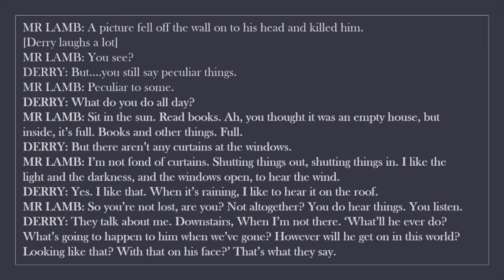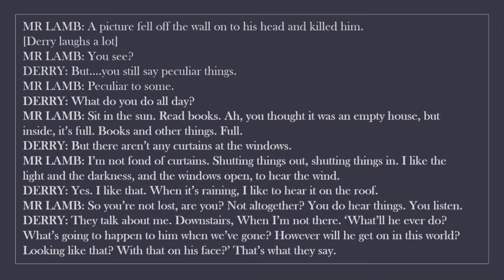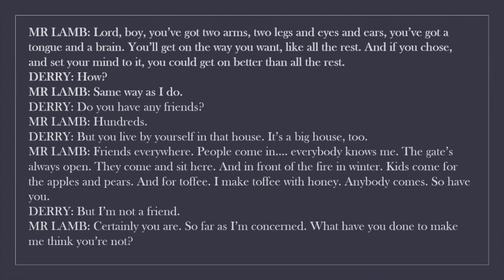Derry said that his family worried about him. They bothered a lot about what he would do in the future with a burnt face. Mr. Lamb said that Derry had everything: two arms, two legs, two eyes, two ears, etc. He wanted to make Derry realize that he had so much which many other people were deprived of. He added that Derry could accomplish a lot if he was determined to do so.